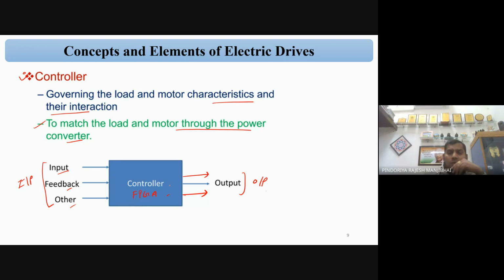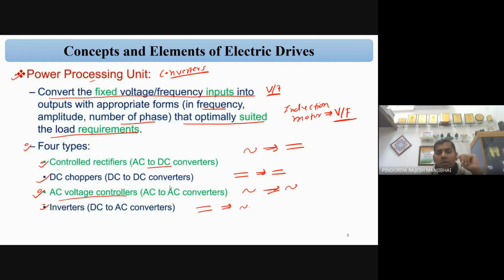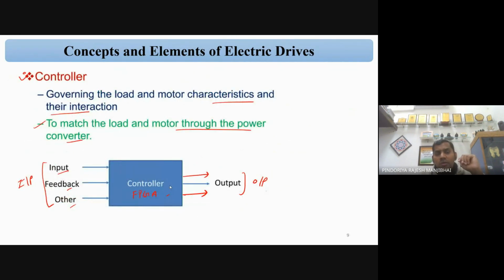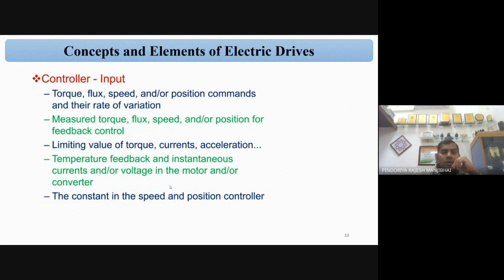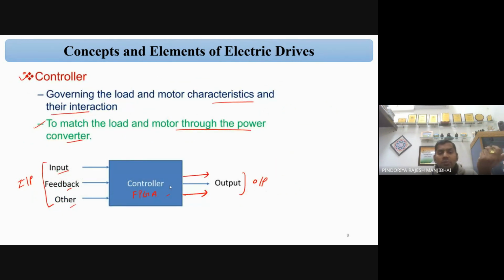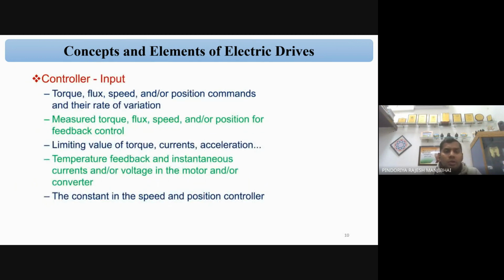So you can see the first one is the power source, the second one is the power processing unit, the power converter, and the third one is the controller. Whenever we say controller, you can see there are 3 inputs: input, feedback, and other parameters, correct? And one output, maybe the speed or torque, depending on your system requirement. So the controller input is a torque, flux, speed, or position command. Maybe we can give the controller input as torque. Suppose you want to control the torque, the flux, the speed, or the position. So these 4 parameters are generally the input of the controller.